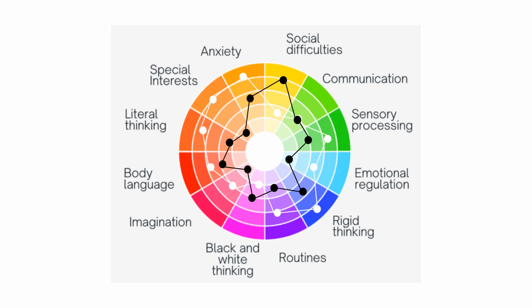The number of permutations and combinations involved in the variation of each dot on every scale across all the 12 attributes makes it a very complex and unique world for every child.